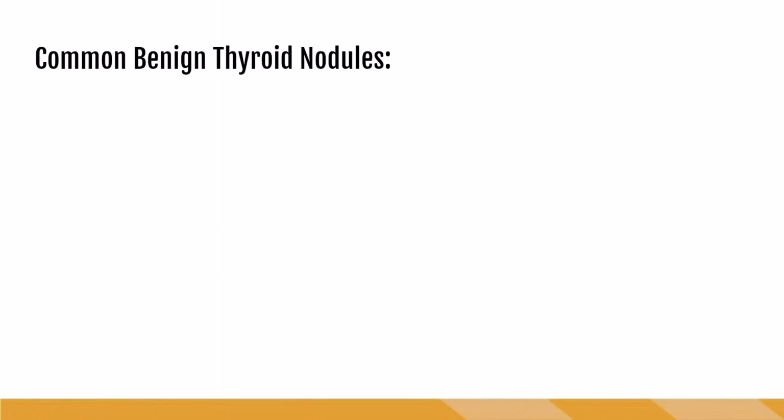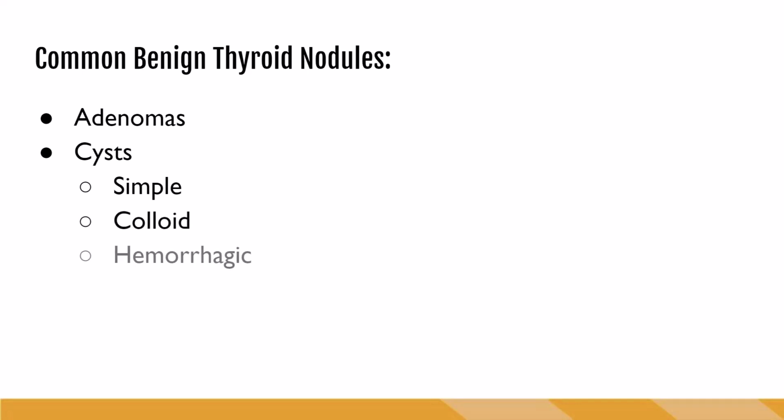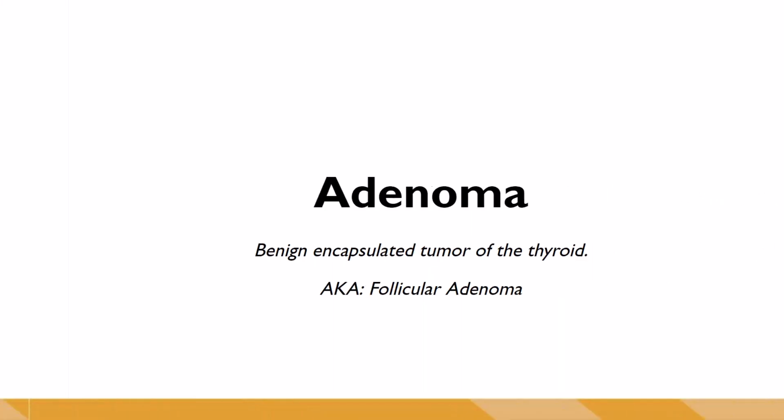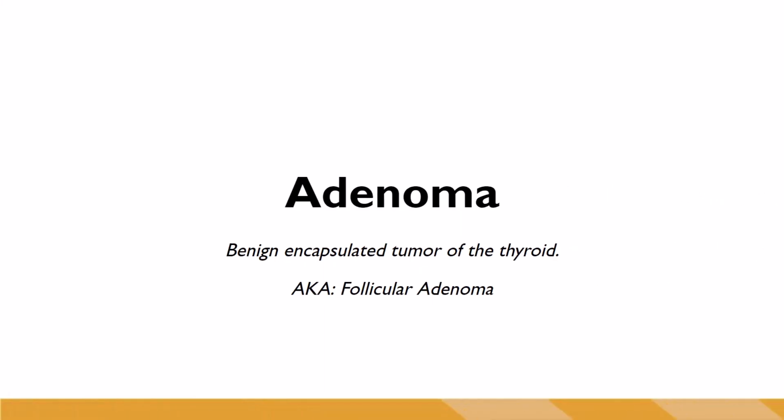A large percentage of adults have benign thyroid findings, making them a very common occurrence in imaging. So we're going to cover the most common benign nodules, which include adenomas and cysts. Now the cysts are going to come in a couple different categories, which are going to include simple cysts, colloid cysts, and hemorrhagic. So let's go ahead and start with adenomas.